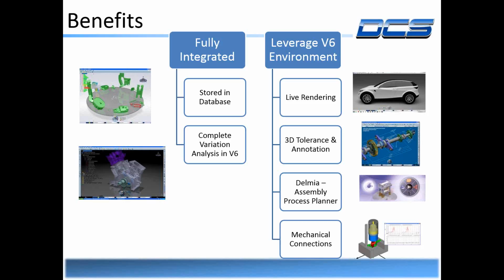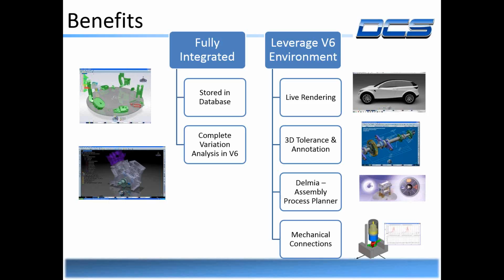V5 product. So with our 3DCS V6 Variation Analyst, we had a full integration in V5, but the database connection to Enovia V5 just wasn't there the way we wanted it to be. Now in V6, we have the full model stored in the Enovia V6 database. The whole model, whether it's the input of the model, the FEA data, or the results of the model, the complete variation analysis can all be done within V6.